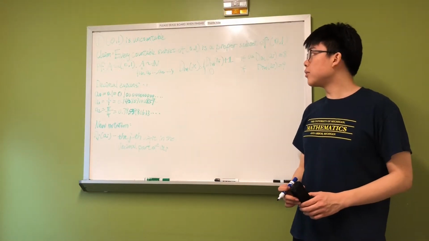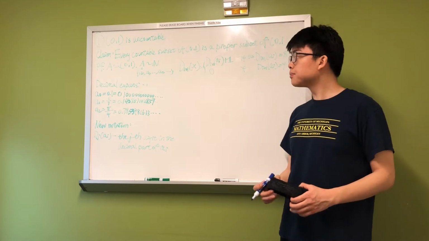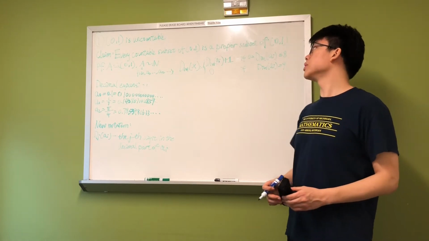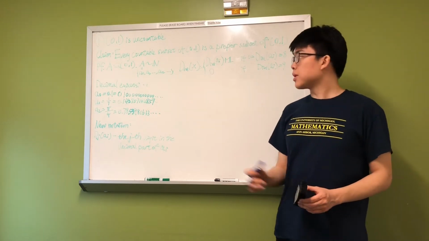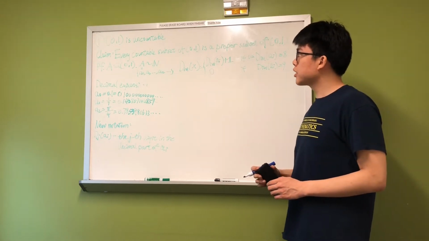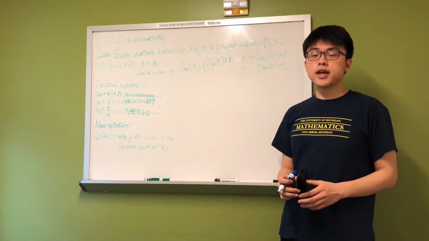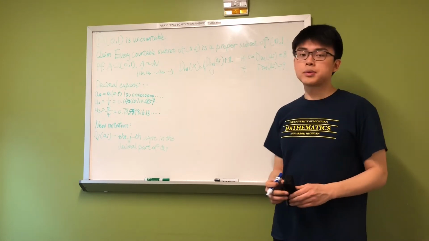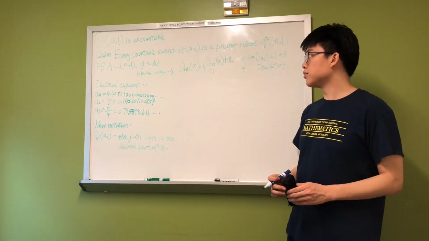Okay, first, I want to show that (0, 1) is uncountable. And I make a claim that every countable subset of (0, 1) is a proper subset of (0, 1). So here's my proof. Suppose A is an arbitrary countable subset of (0, 1). Since A is a countable subset, there exists a bijection which maps from A to the set of natural numbers.